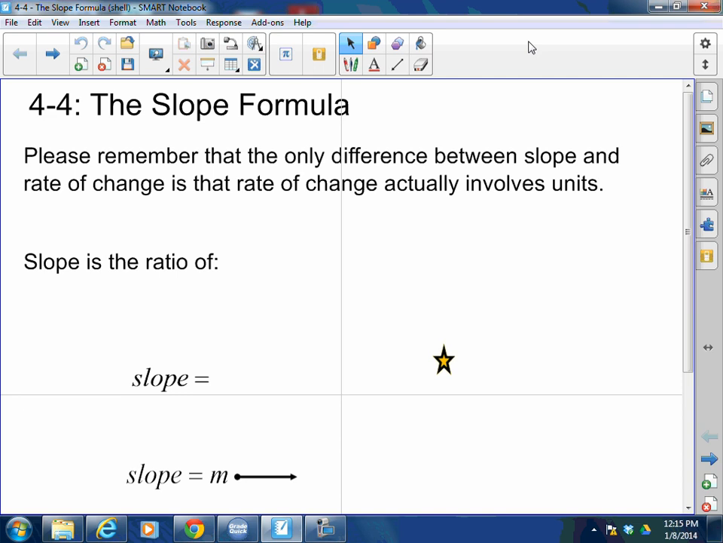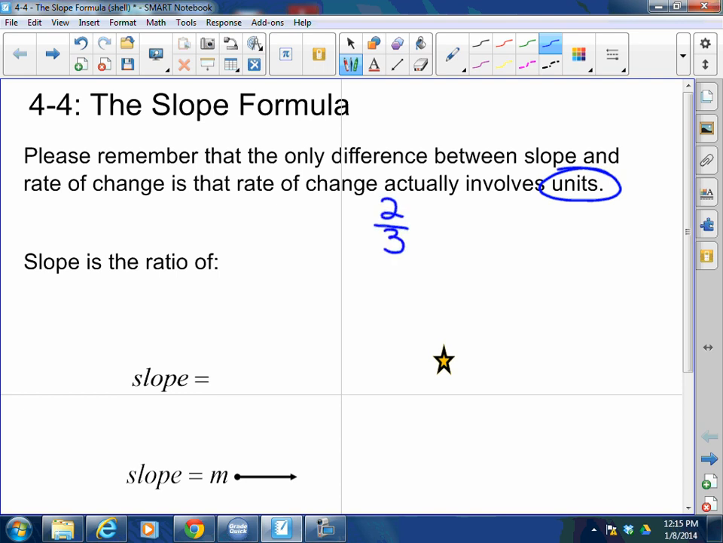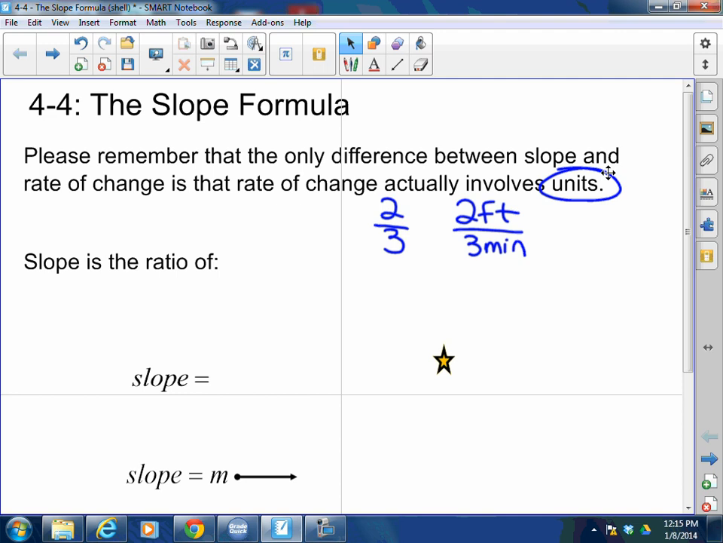Please remember that the only difference between slope and rate of change is that the rate of change actually involves units. So a slope you may see as 2/3. But if it's a rate of change, maybe it's 2 feet every 3 minutes, for example. That would be a rate of change because you added the units. Okay? Now, as far as slope or rate of change is concerned, we're just going to deal with slope today. So that means we're not going to involve actual units.